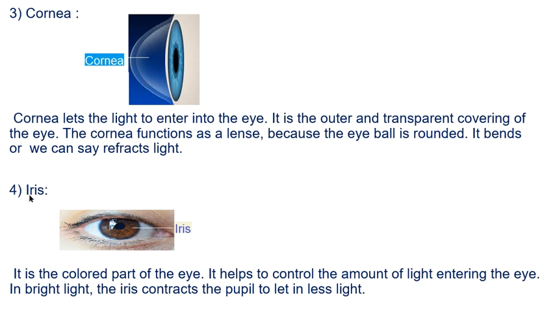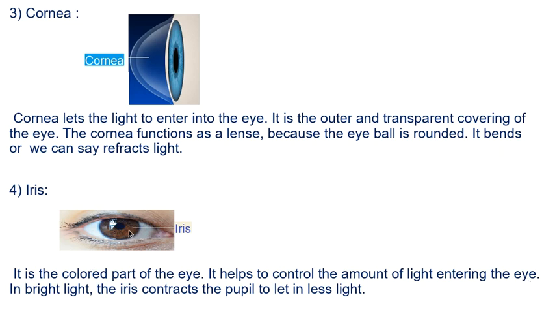Next is the iris. So this is the iris. It is the colored part of the eye. Some people have green iris, some have blue iris, some have black and some have brown color. So it is the colored part of the eye. It helps to control the amount of light entering the eye.